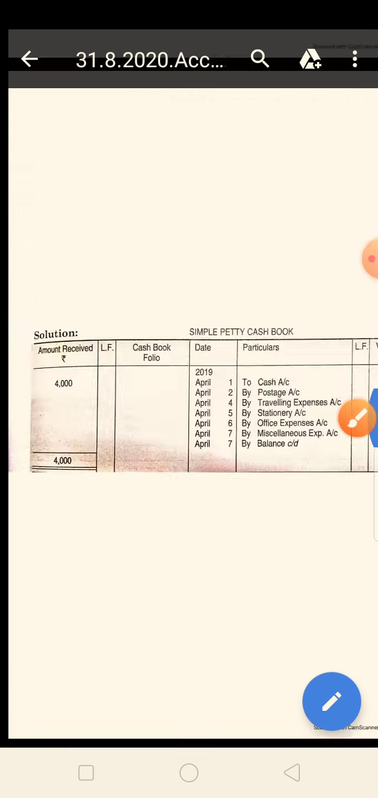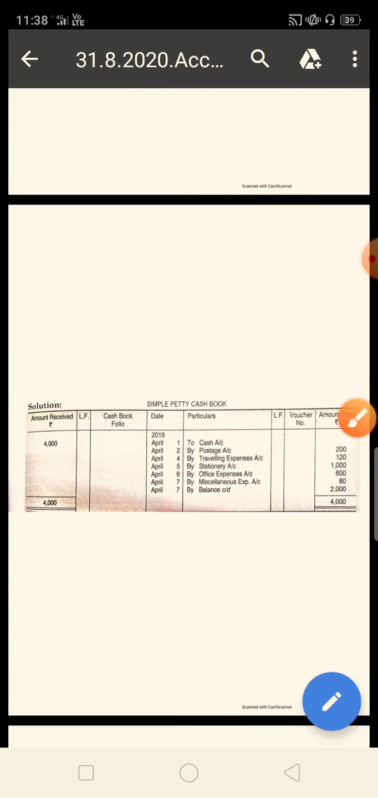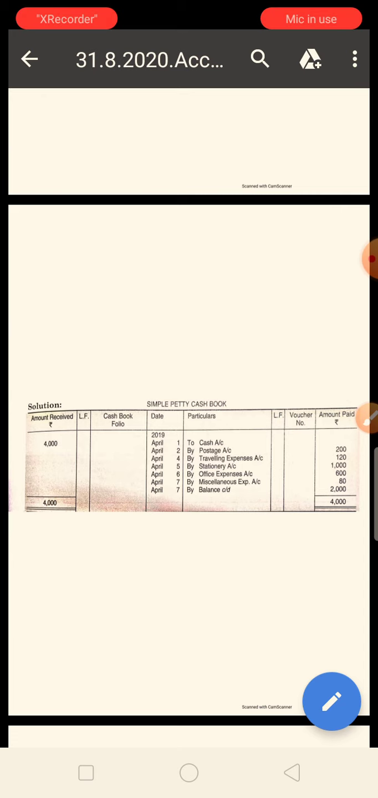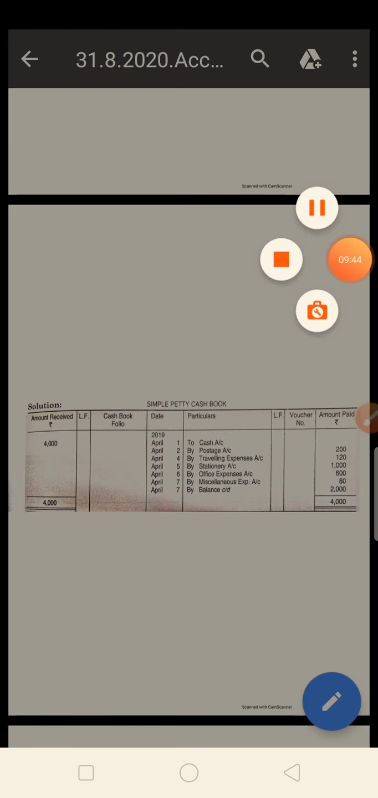So my dear student, this is a concept and this is a simple petty cash book. I hope you understood. Thank you very much and God bless you, my dear student.